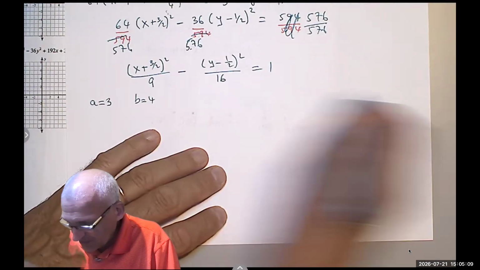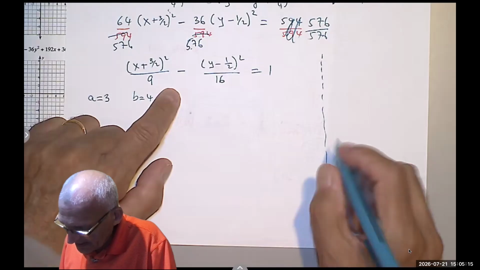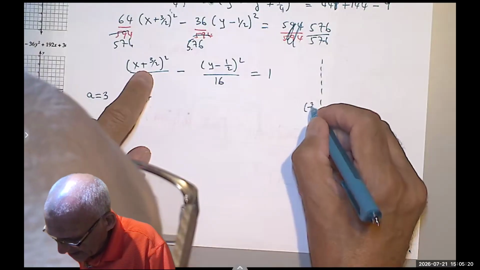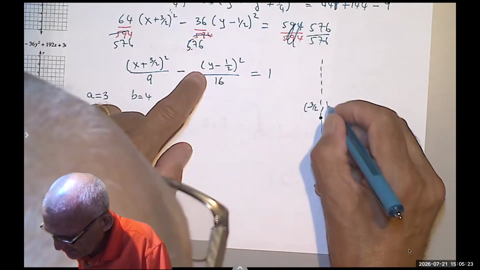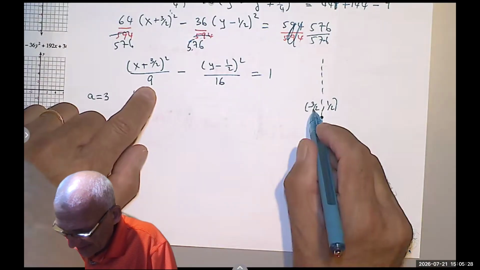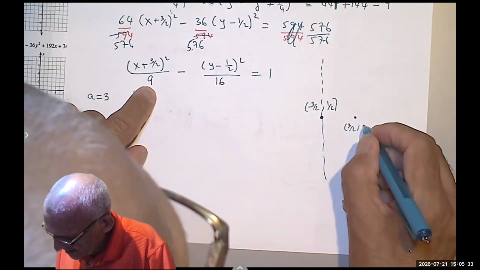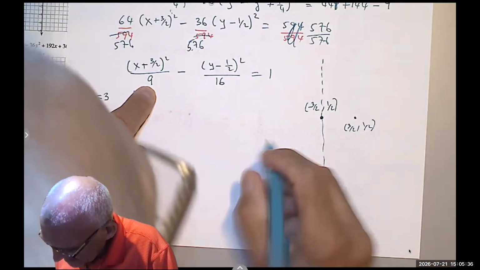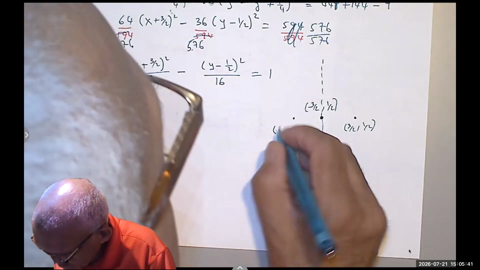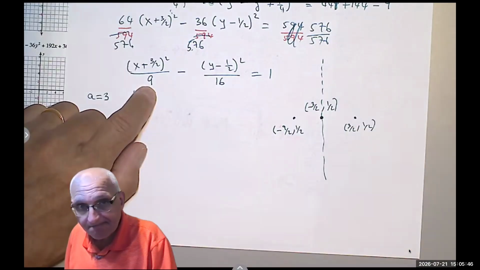It's again opening to the right and left. The center of the hyperbola is negative 3/2 and 1/2. I add 3 to negative 3/2, so I get 3/2 and 1/2. And I subtract 3, so I get negative 9/2 and 1/2. These are the vertices.